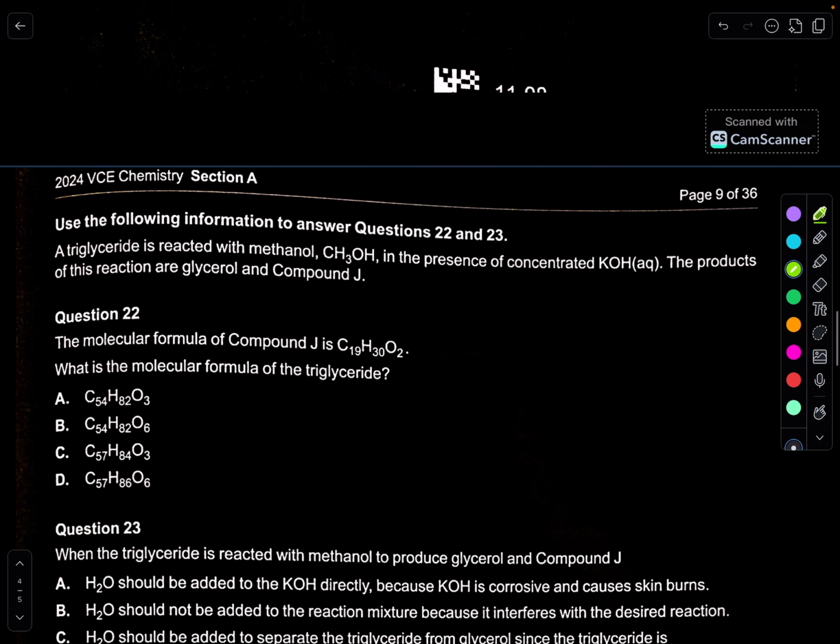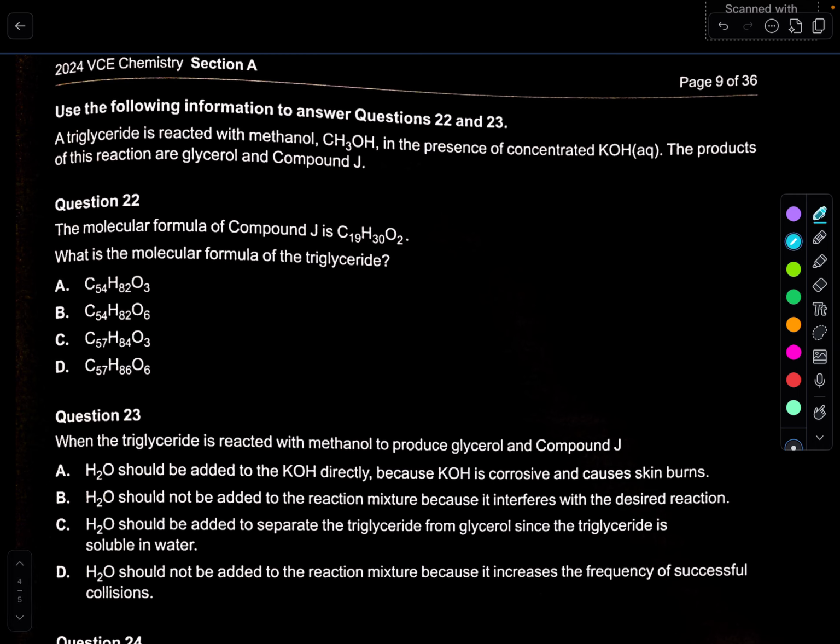Question 21. Next question. Let's have a try at this question over here. A triglyceride is reacted with methanol in the presence of concentrated potassium hydroxide. The products of this reaction are glycerol and compound J. This is easy. Remember, this is called a transesterification reaction, and this is how we form biodiesel. So think of the molecular formula of compound J, which is basically the biodiesel. It's the three fatty acid methyl esters.